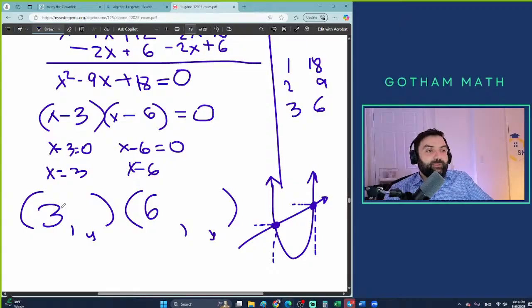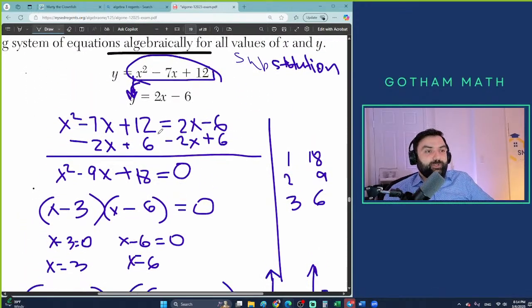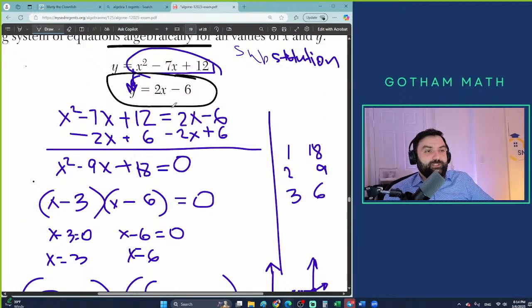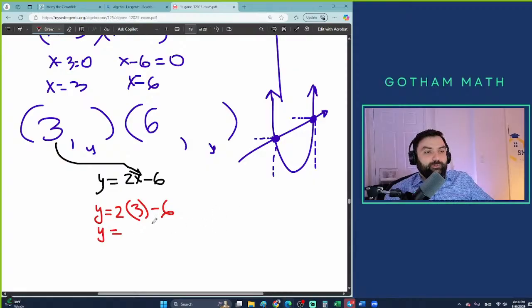How? Easy. Just take that 3 and then the 6 after it and plug it into one of the original equations, like let's say this one because it's easier. Y equals 2x minus 6. Plug it in for x and calculate. I'm going to do it with red. Y equals 2 times 3 minus 6. Y equals 6 minus 6. Y equals 0. So this is 0.